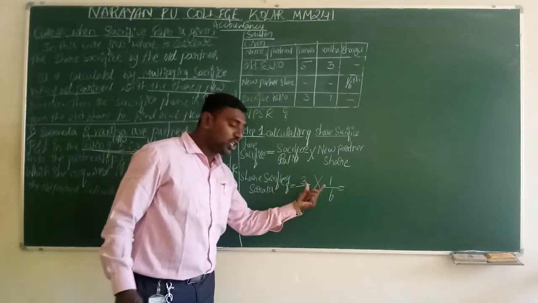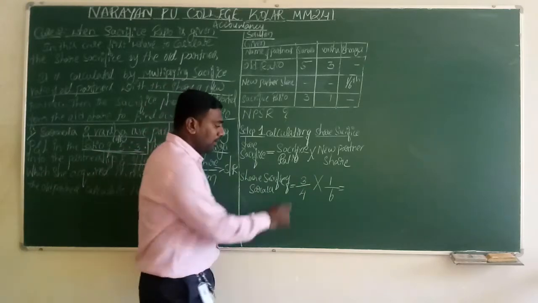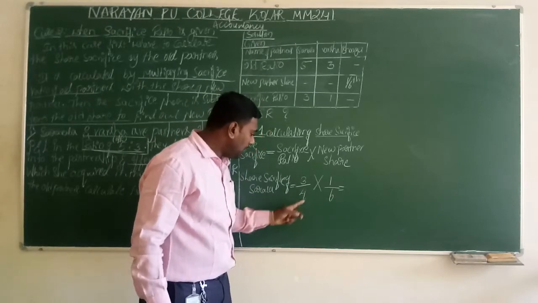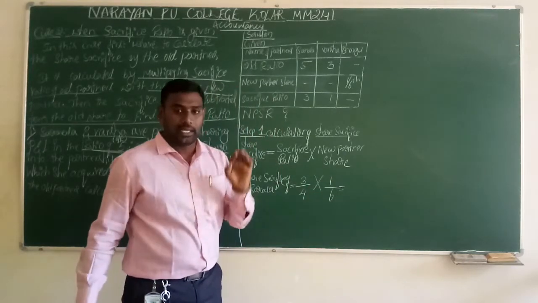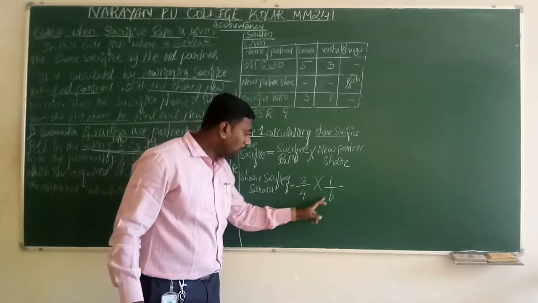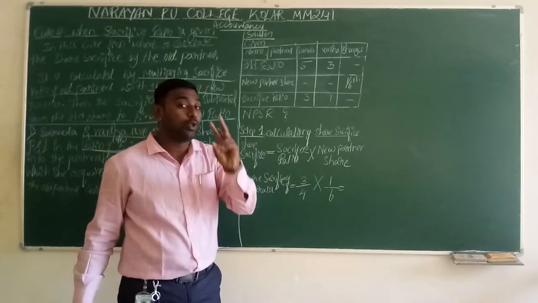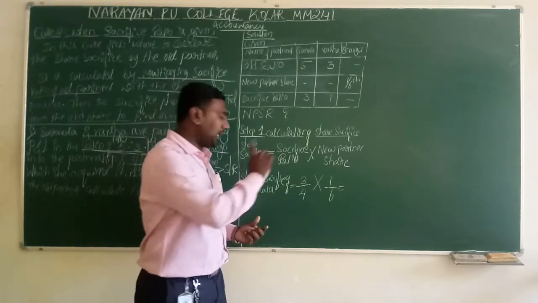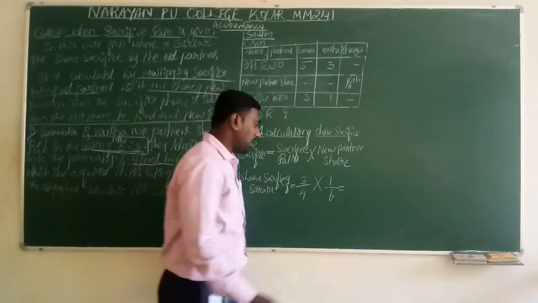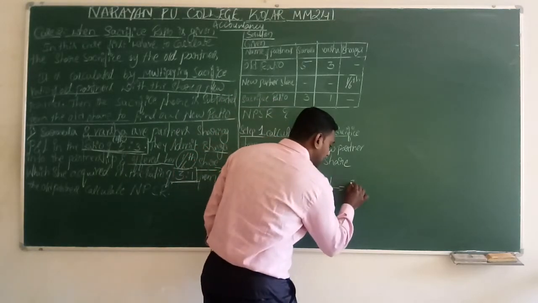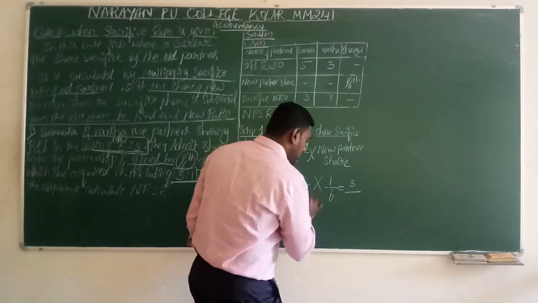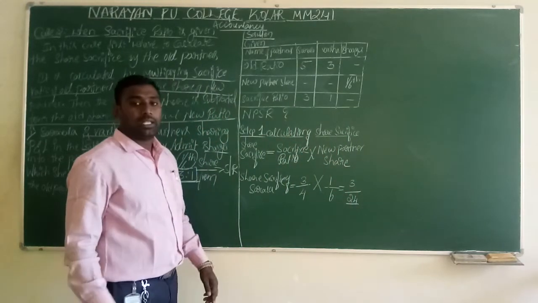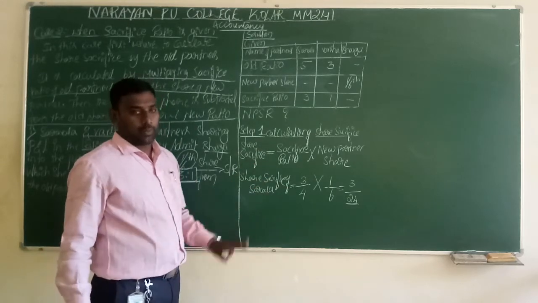If it is an addition or subtraction symbol, we make it a cross multiplication: numerator to denominator and denominator to numerator. When the multiplication symbol is given between two fractions, we do direct multiplication, that is numerator to numerator, denominator to denominator. Therefore 3 ones are 3, and 6 fours are 24. So the first partner's share sacrifice is 3 divided by 24.